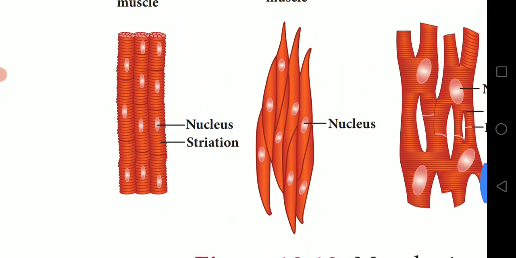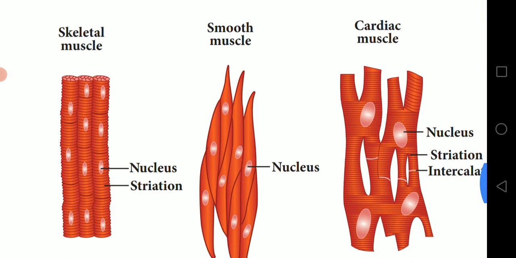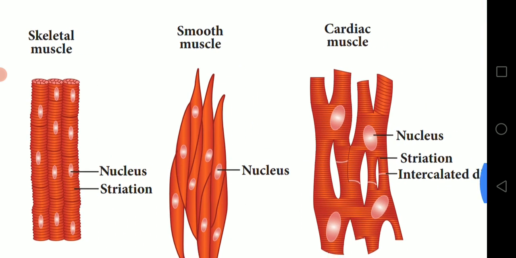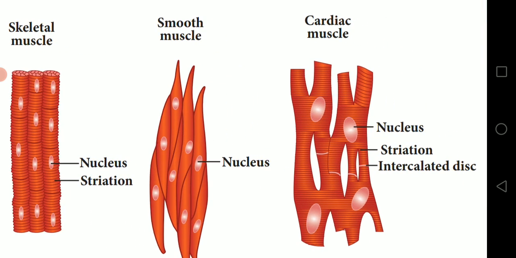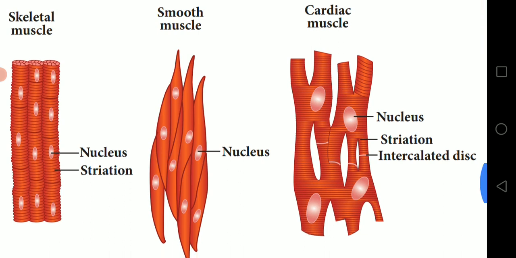Involuntary and rhythmic one. So you know what is meant by involuntary? Rhythmic means they work continuously. That is called rhythmic. So these are the three types of muscle tissues.